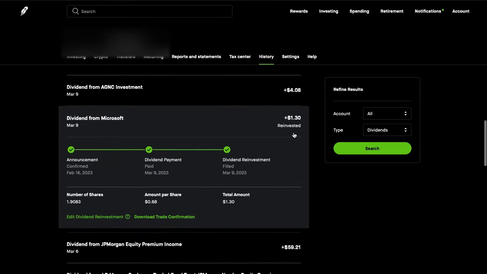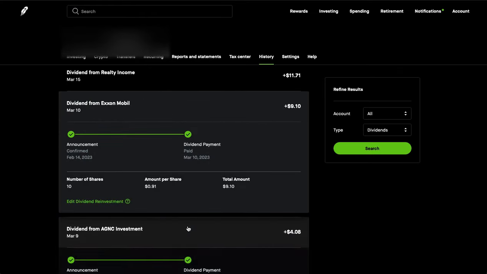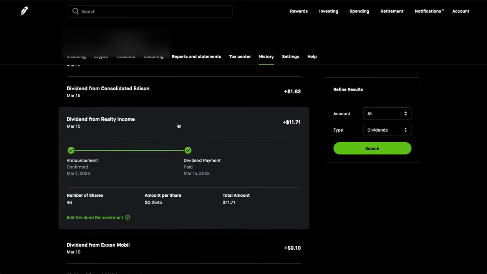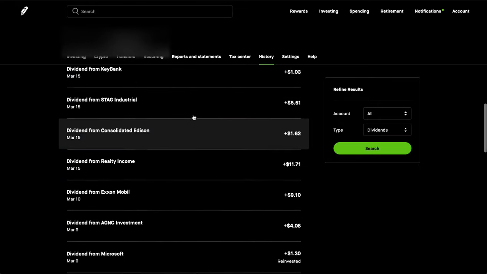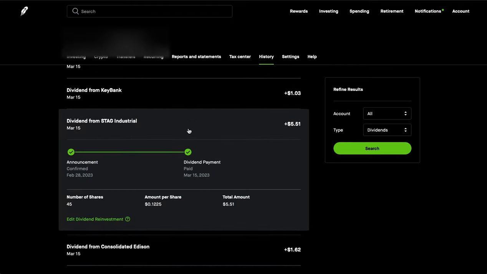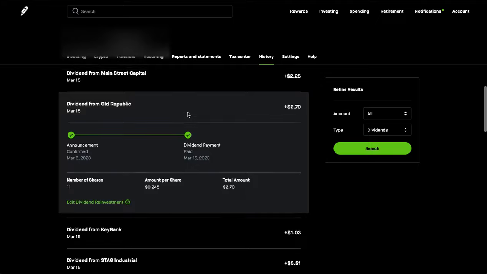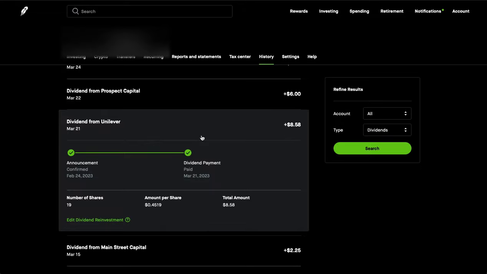Then we have Microsoft, which we reinvest every time something comes in, $1.30. Almost two shares on that. AGNC paid $4.08. Oops, let's close that one. Exxon, $9.10. Not bad. Realty Income, one of our favorites, $11.71. Okay. Then we had Consolidated Edison, only two shares, $1.62. Stag, 45 shares, $5.51. KeyBank, $1.03. Let's see, Old Republic, 11 shares, $2.70. Main Street Capital, $2.25. Unilever, $8.58 with 19 shares.